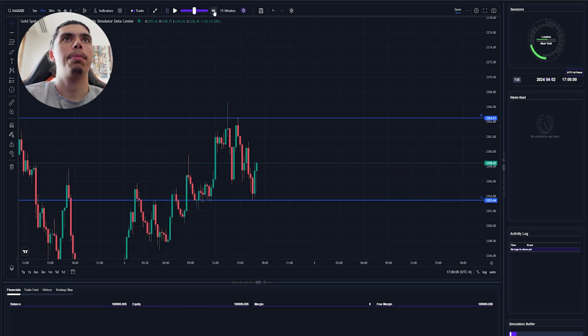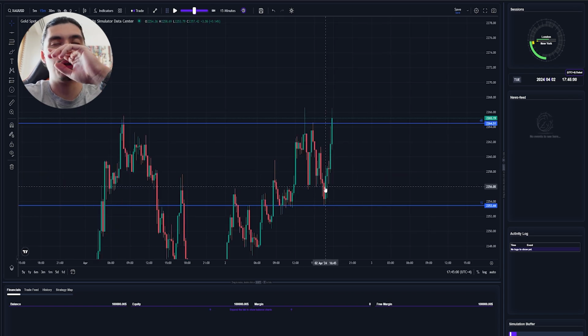So let's continue skipping here. And now we get a close above. So this is going to be an entry confirmation for me. I expect this to push. I expect this to break out. Now, this software I'm using is called PipLabs. It is not TradingView. It just uses TradingView, but it's a backtesting simulator.